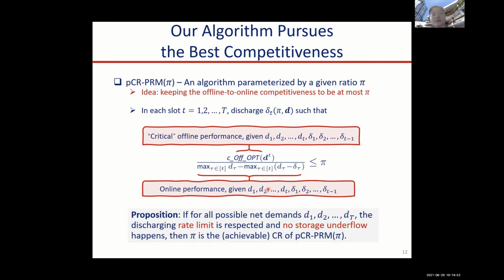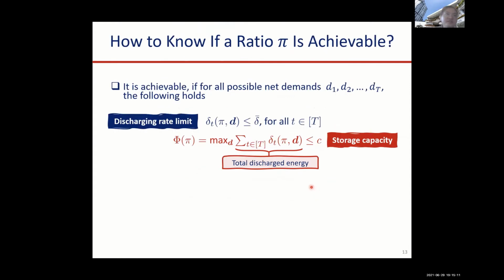In this way, if for all possible net demands, the discharge rate limit is respected and no storage underflow happens, then the given ratio is exactly the competitive ratio of the designed online algorithm. That's good news, but the question is, how do we know if the given ratio is achievable or not? It is achievable if for all possible net demands, the resulting discharging amount at each time slot always respects the discharging rate limit, and the total amount of discharged energy storage does not exceed the storage capacity.